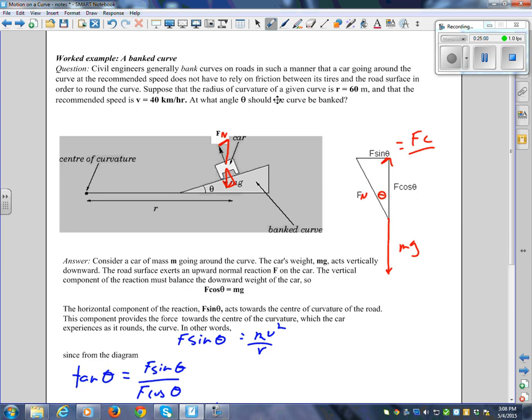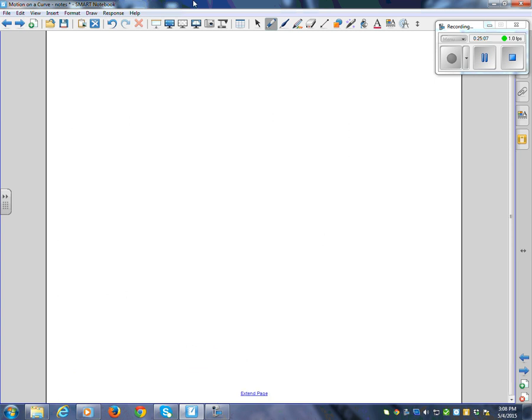So we're going to do this one right here. 60 meters, 40 kilometers an hour. What's the theta? 60 and 40. So first step is going to be divide by 3.6. You might, if you want, write this loosely. There's no such thing as a waste of paper when you're solving stuff here. 11.1 meters per second.